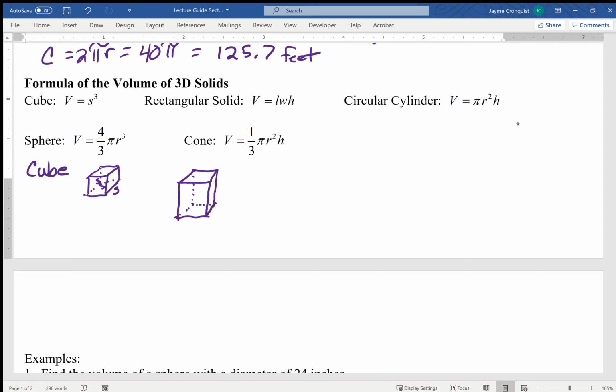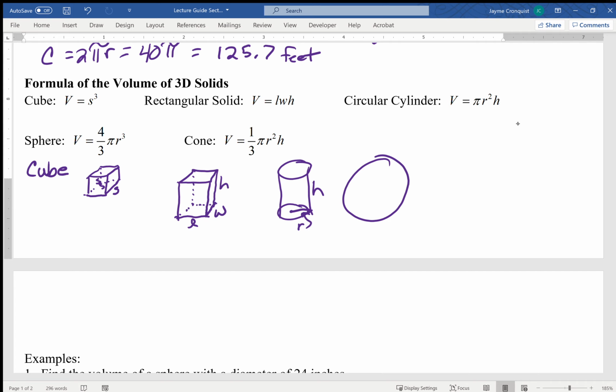There we go. We have the length, the width, and the height. Now a circular cylinder is like a can. Okay? Now there's a radius for the bases. And we have radius times height. Height is this distance, and of course your radius is that thing in there. All right, a sphere, that's just a big gigantic earth, right? A ball.